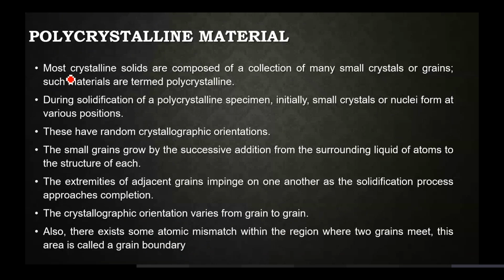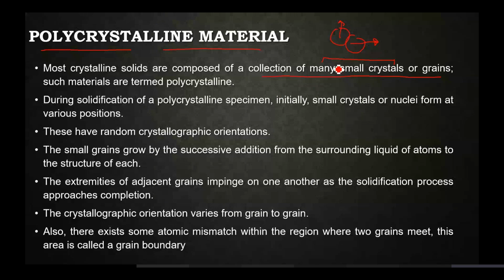Moving on to polycrystalline materials. Most crystalline solids are composed of a collection of many small crystals or grains. So you know a single crystal has one orientation. When you say polycrystalline material, you have many crystals having different orientations. So this is crystal 1 having this orientation, there is another crystal having this orientation. So a polycrystalline material is a material which has many single crystals in it. Clear?